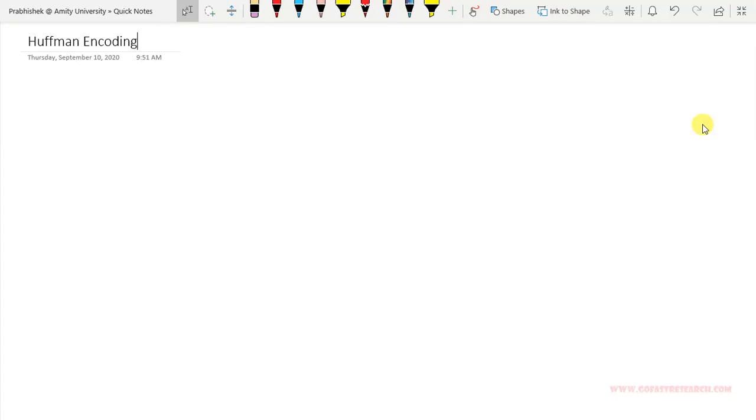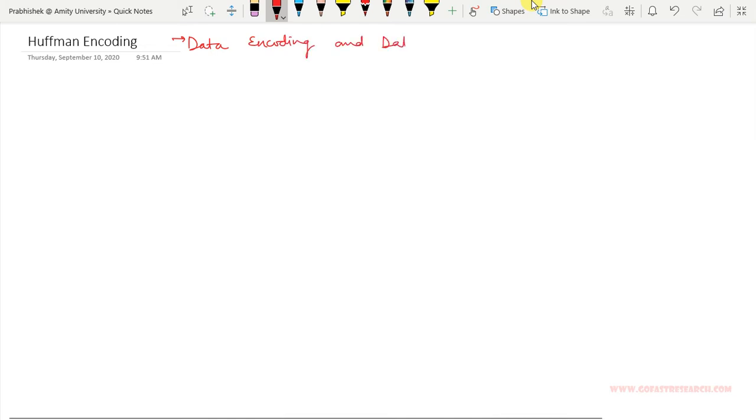Huffman encoding. Okay, so why is Huffman encoding used? The major applications of Huffman encoding are data encoding and data compression. These are the two major applications of Huffman encoding.